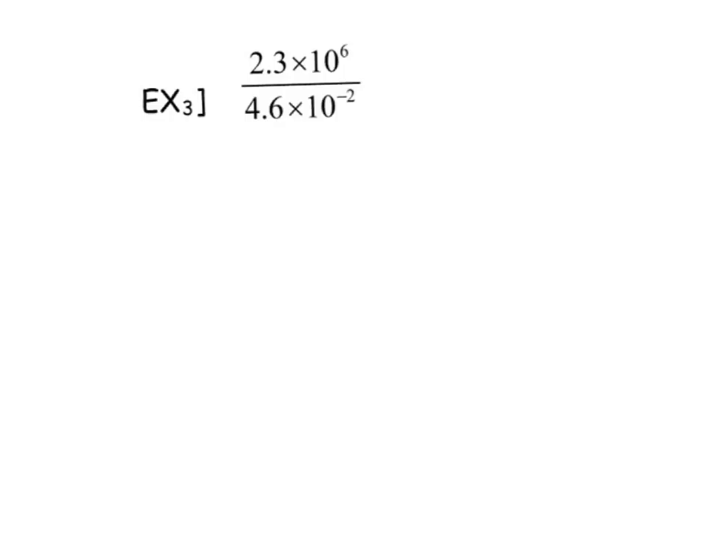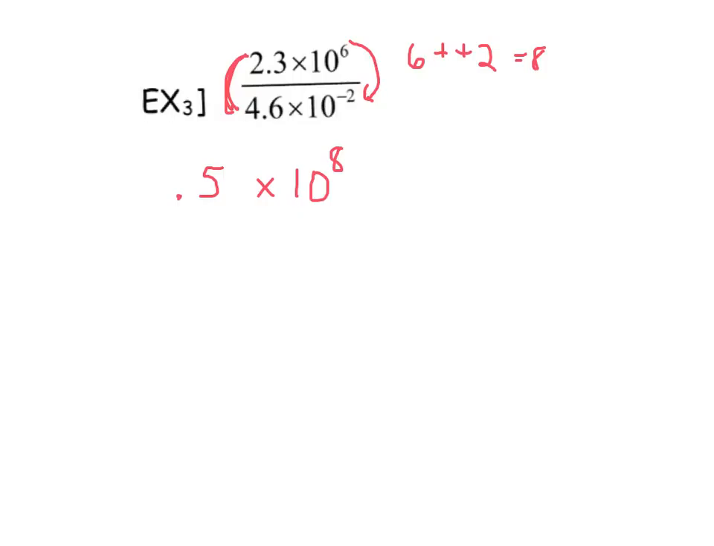When I divide the exponents, that means I have to divide the coefficients. So I'm going to take 2.3 and use my calculator and divide it by 4.6, and I get 0.5. Then, whenever I divide, I subtract the exponents. So the exponent is 6 here. I'm going to subtract a -2. When I subtract a -2, I get 8. So I get times 10 to the positive 8.